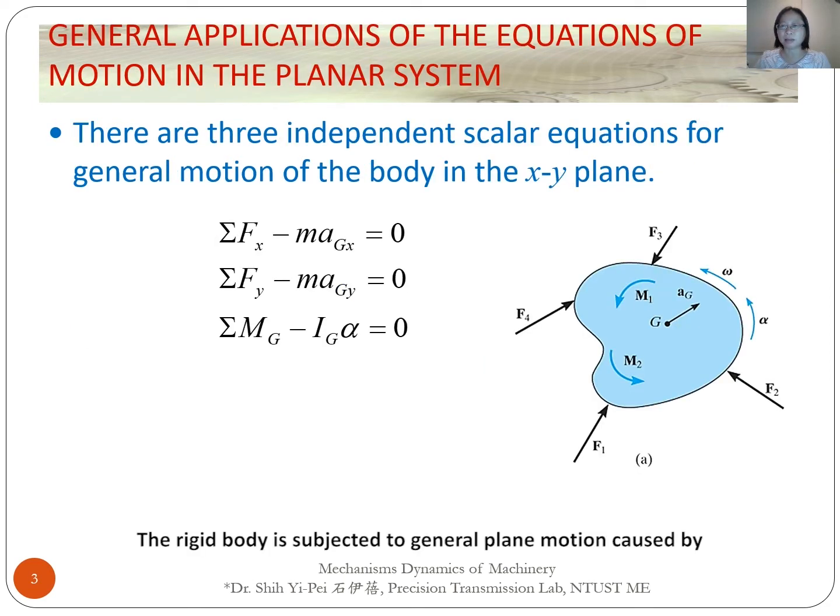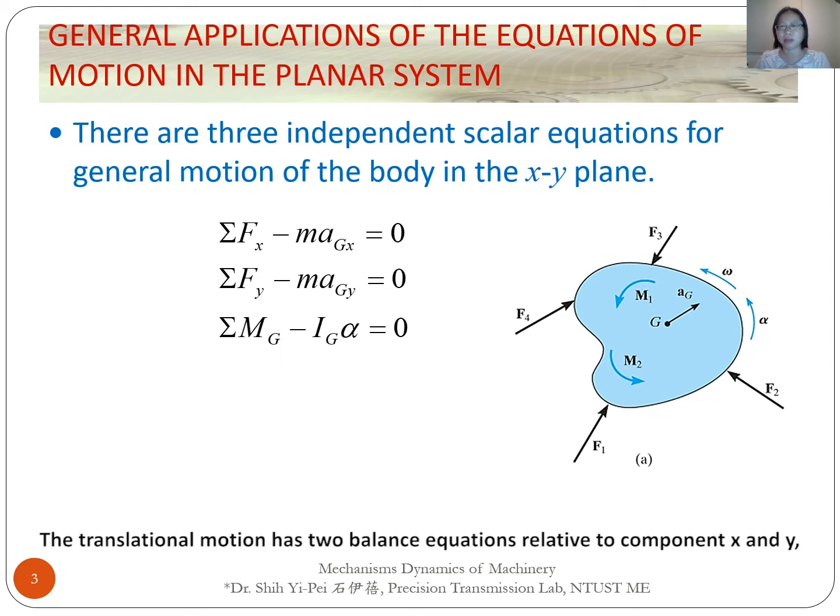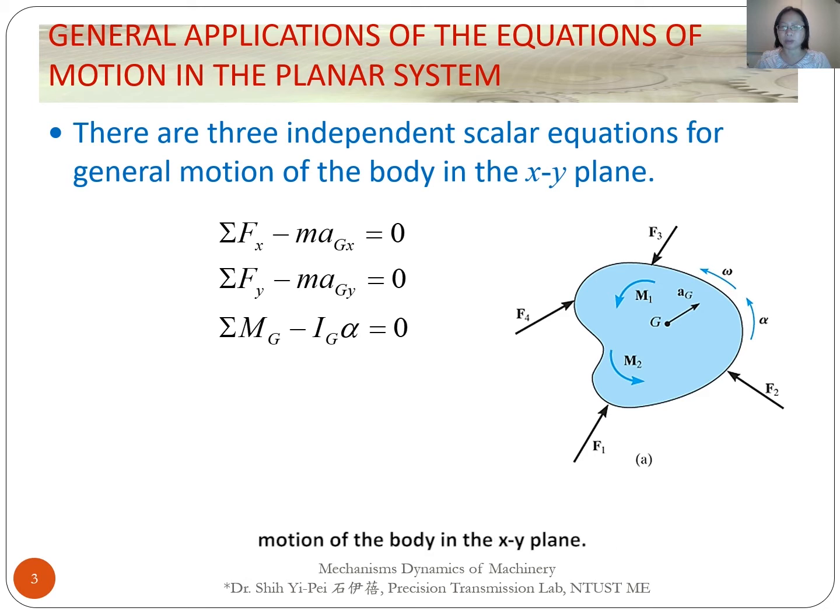The rigid body is subject to general plane motion caused by the externally applied force and couple moment system. The translational motion has two balance equations relating to components x and y, and the rotational motion has one balance equation about center of mass G. So we have three independent scalar equations for the general motion of the body in the xy plane.